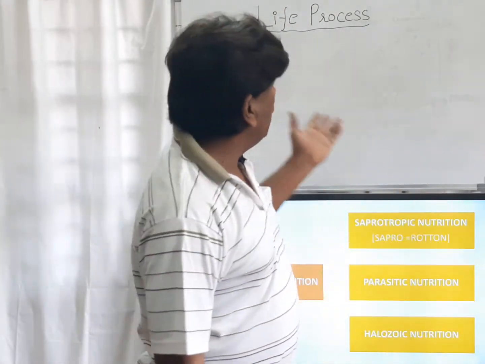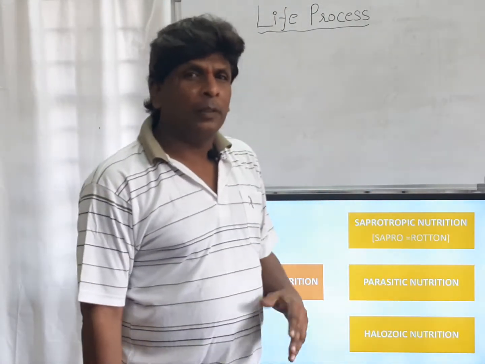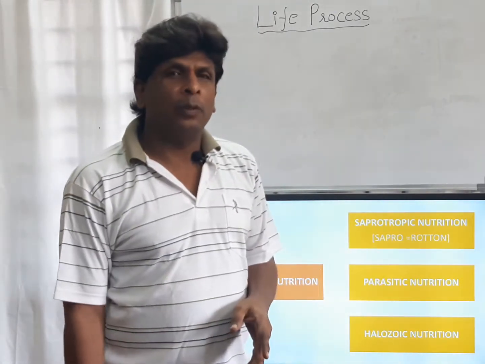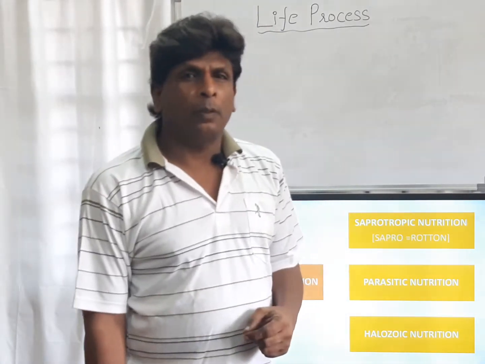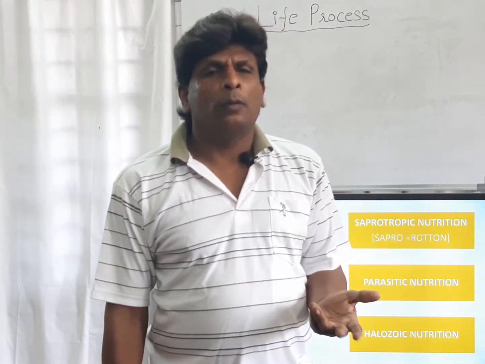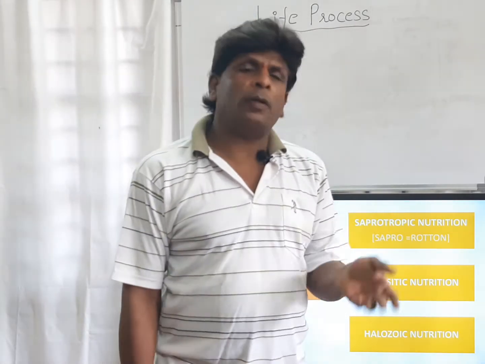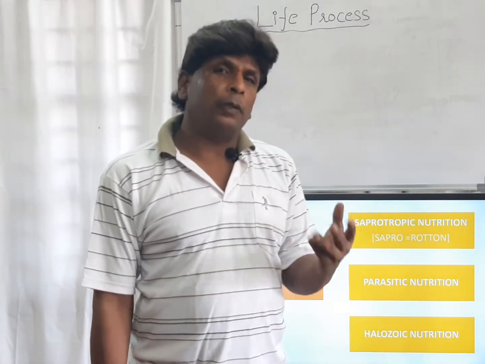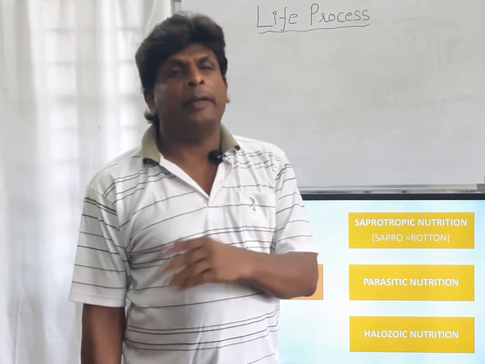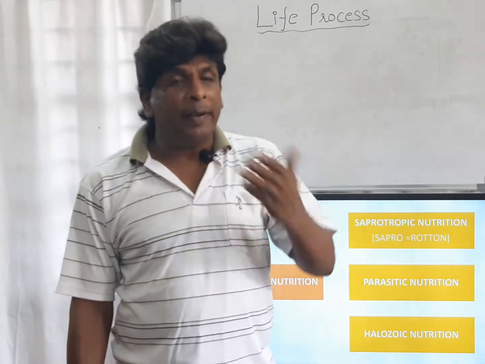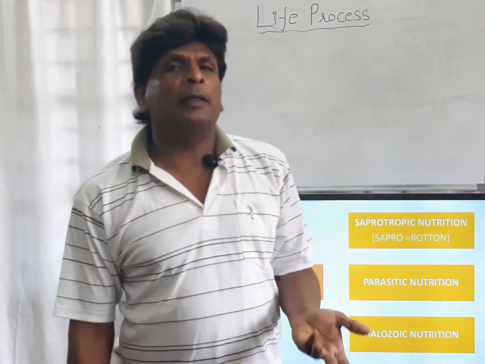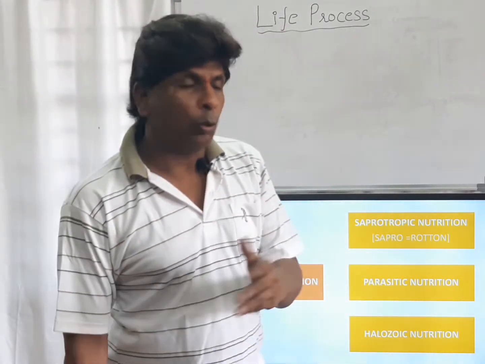Hi friends, in our previous video we have already studied some part of life processes. In this life process we have studied the autotrophic and heterotrophic modes of nutrition. Autotrophic are the plants, for example, which prepare their own food, and heterotrophic means animals or other organisms which depend for their food on other organisms.